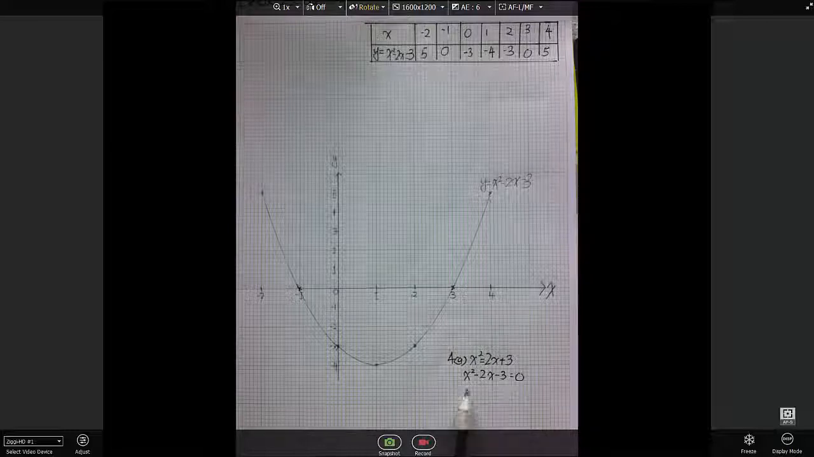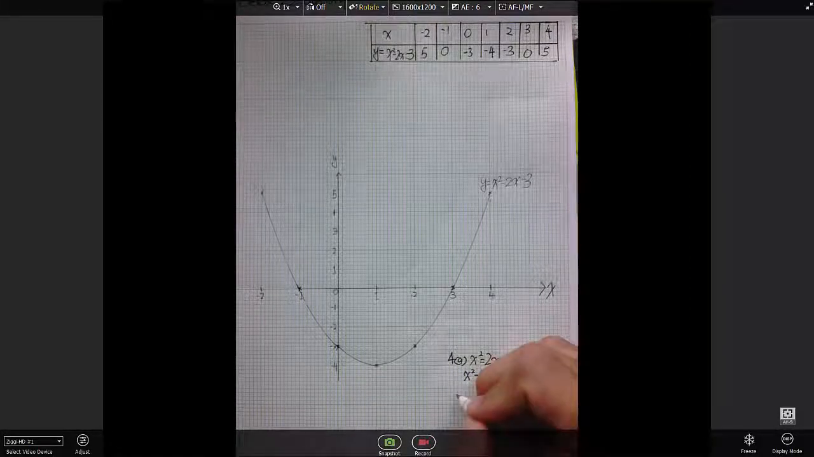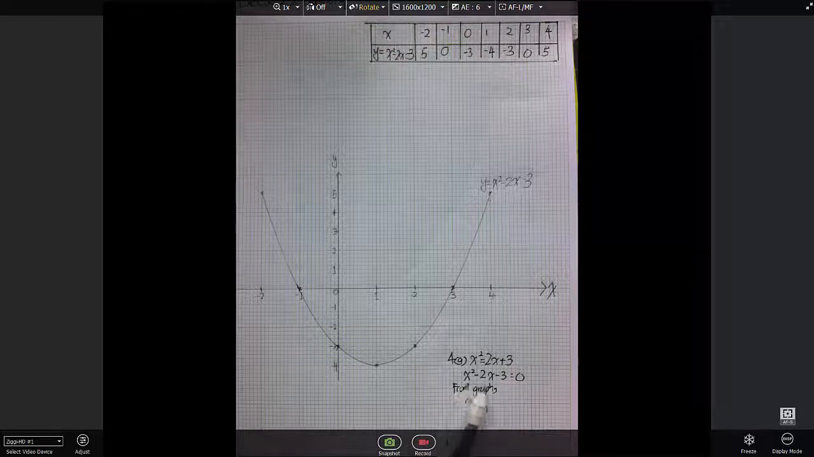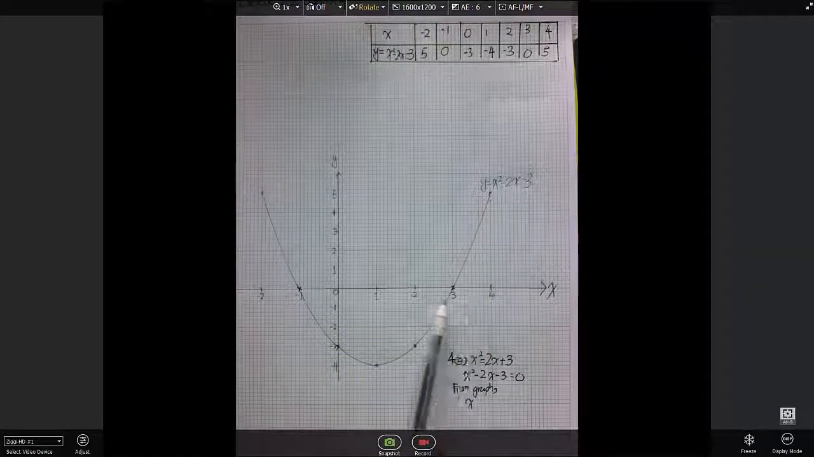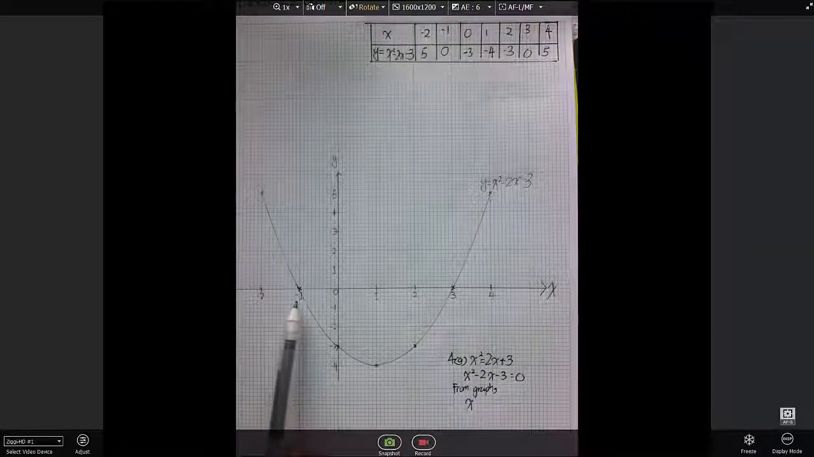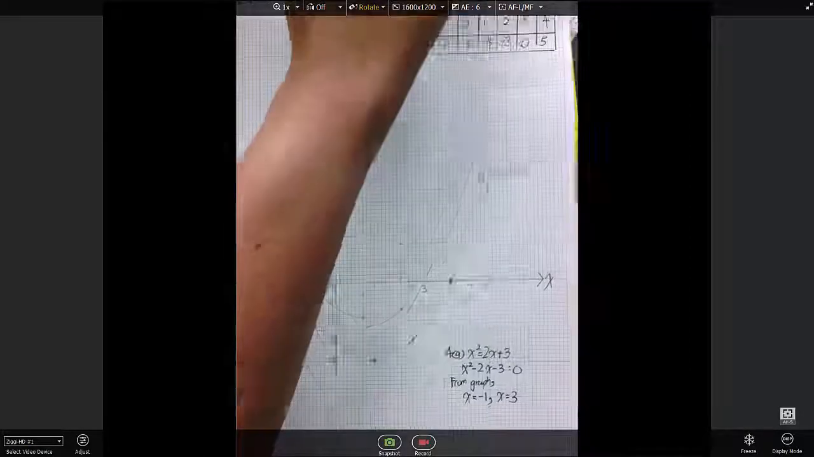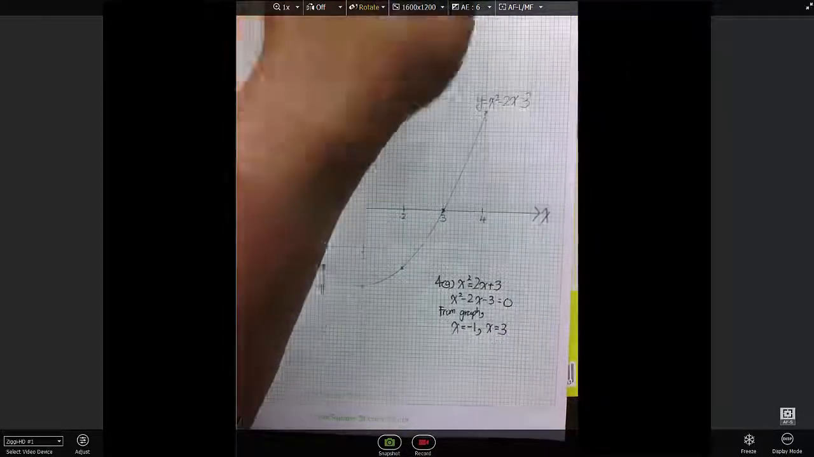So basically I'm asking, when this is equal to 0, when y is equal to 0, what are the values of x? Simply I just read from my graph now. From the graph, I will say that my x value when the graph is equal to 0 is -1 and 3. So I say x equals -1 or x equals 3. And I am done with the first part there.